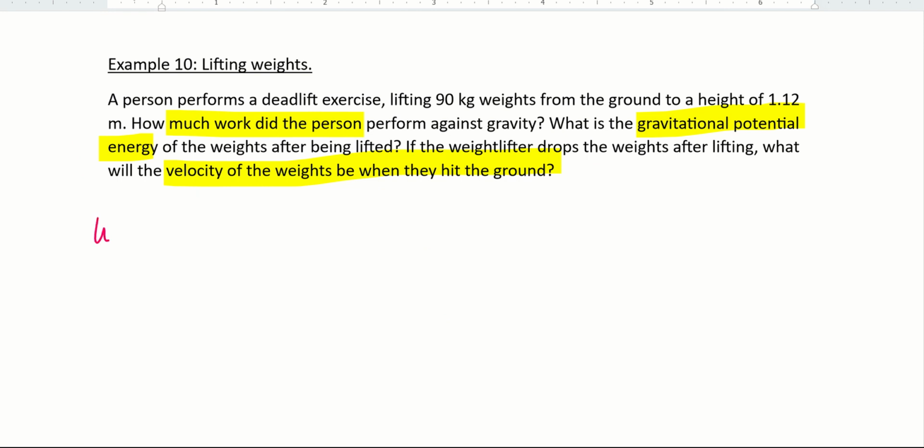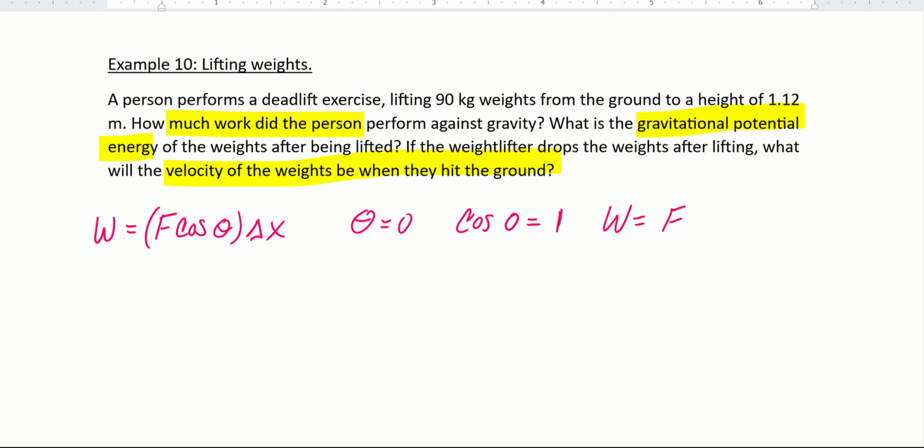So work is F cosine theta delta x. Now, when you're lifting a deadlift, you're just lifting straight up. So theta is 0, and the cosine of 0 is 1. So we can use work equals F times delta x.